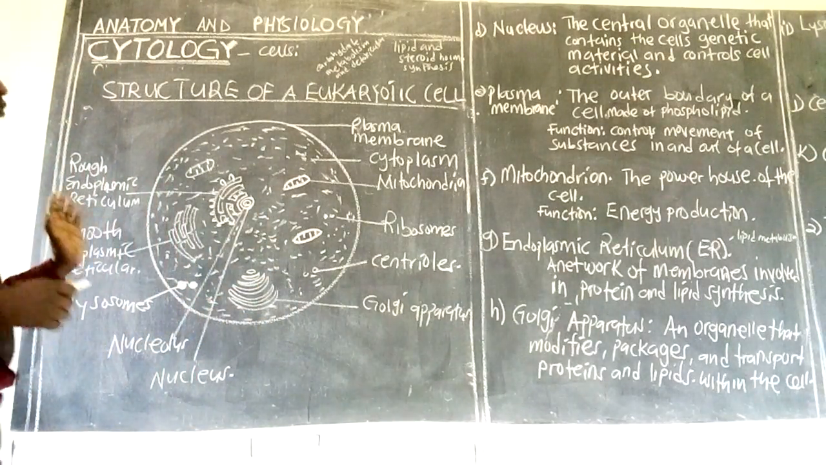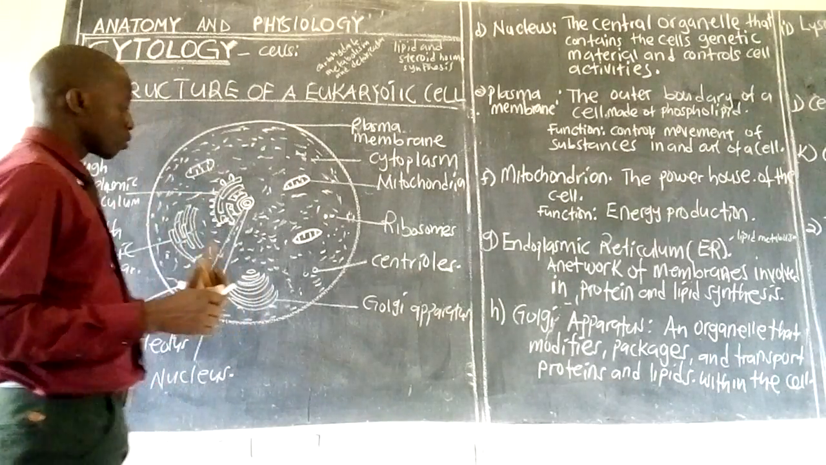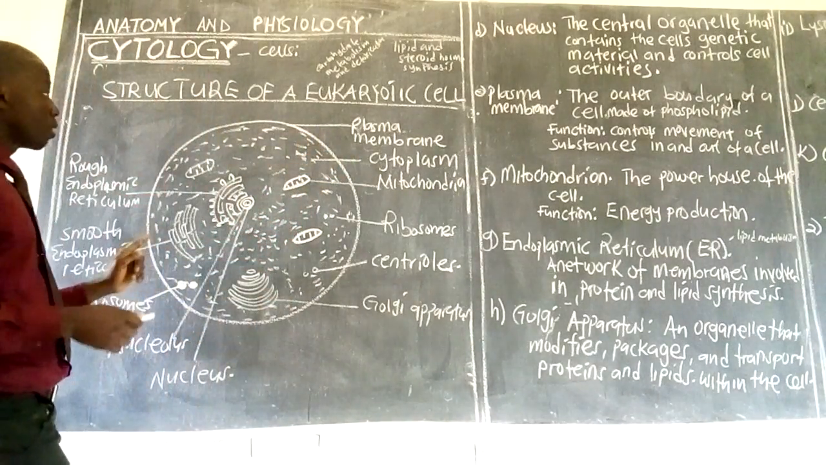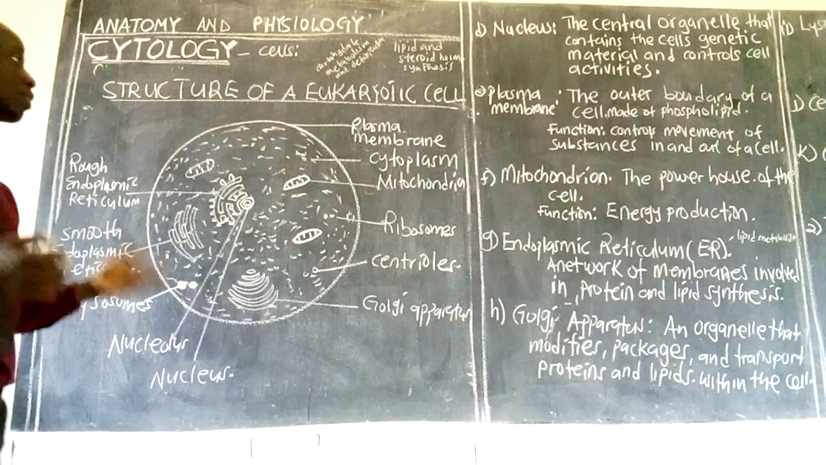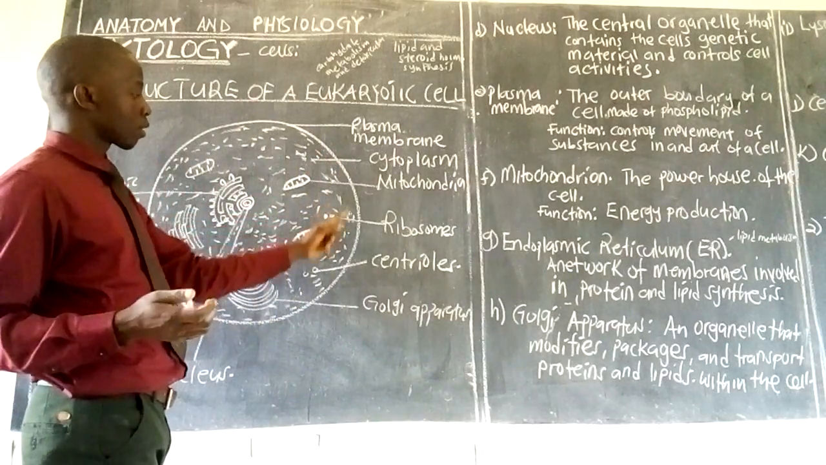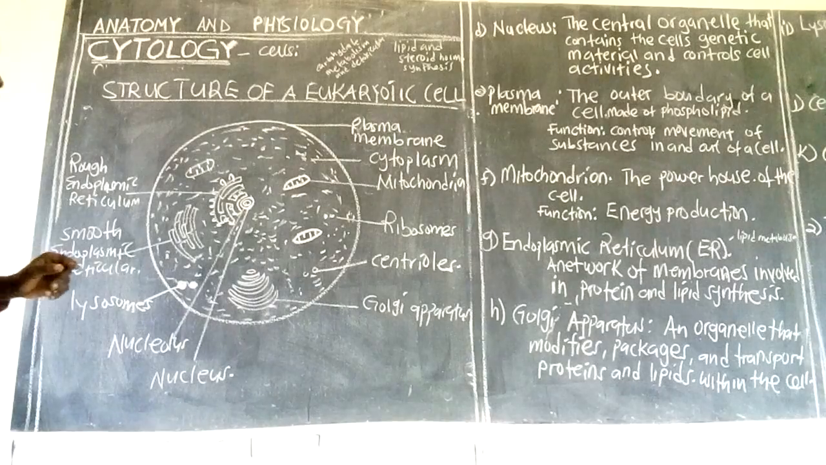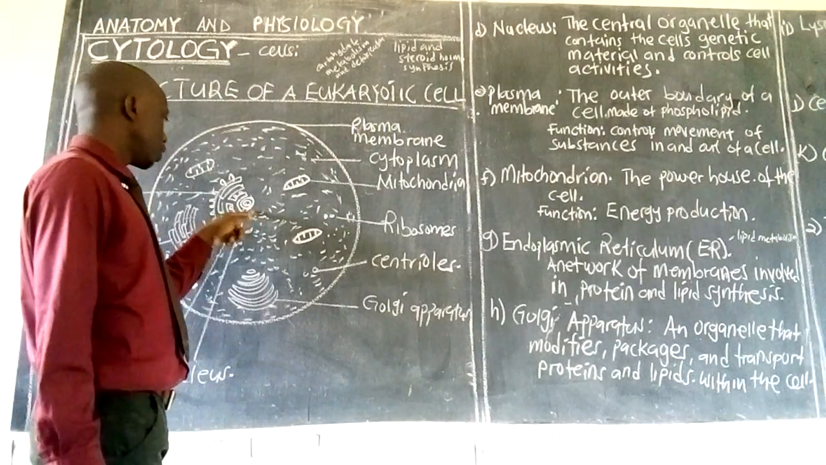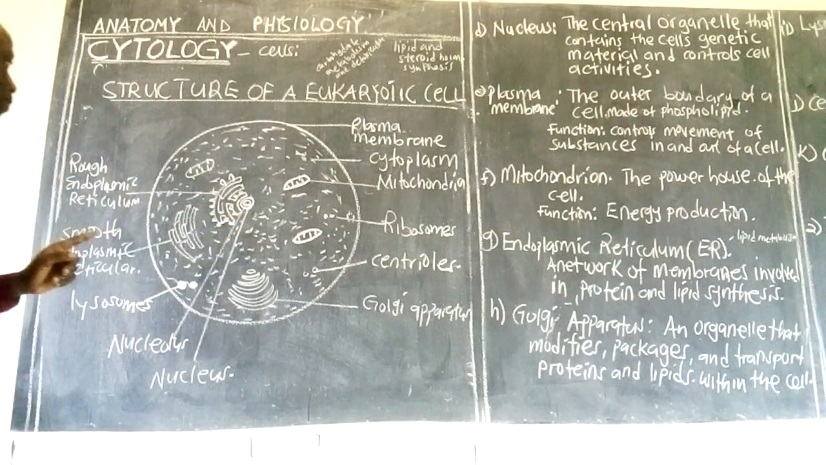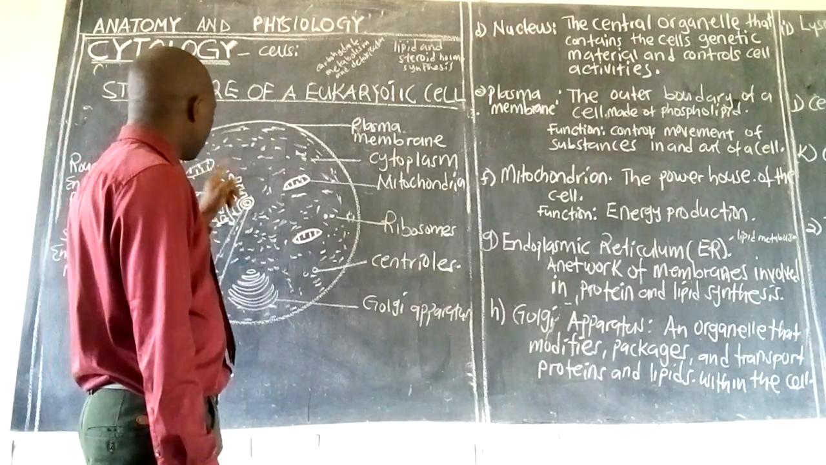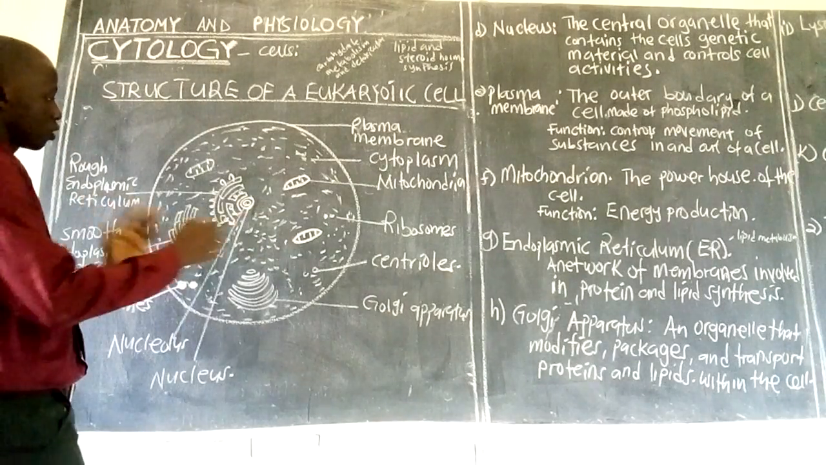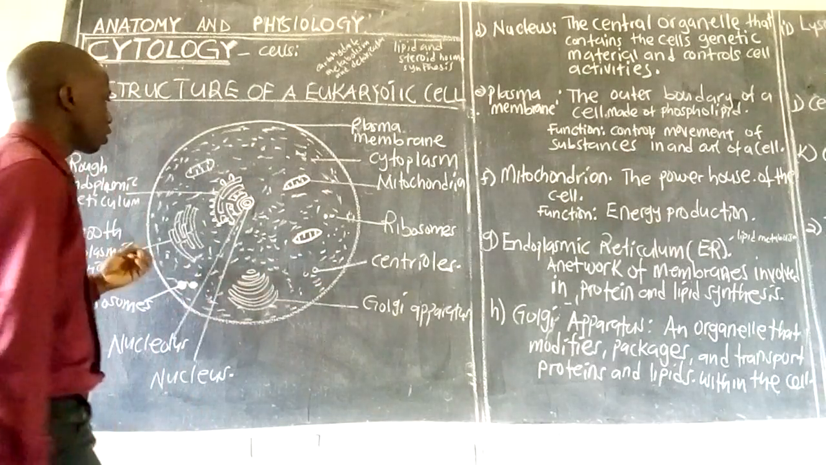The next feature, it has no cell wall. The eukaryotic cell has no cell wall. It has only one outside membrane, and that is the plasma membrane, which can also be called the cell membrane. So it is the outside layer of the cell. Another feature is that it has the nucleus, or it has what we call the DNA. It has what we call the circular DNA. Like we are going to see, we shall tabulate the difference between eukaryotic cells and prokaryotic cells.